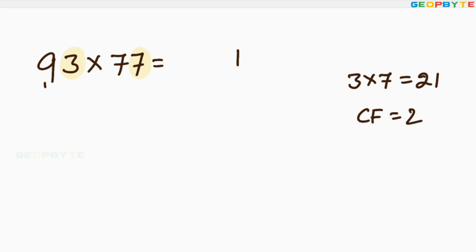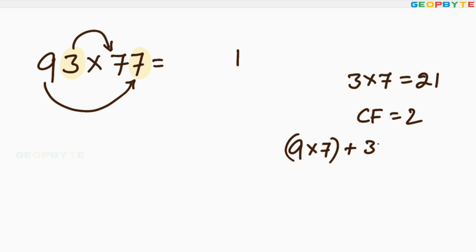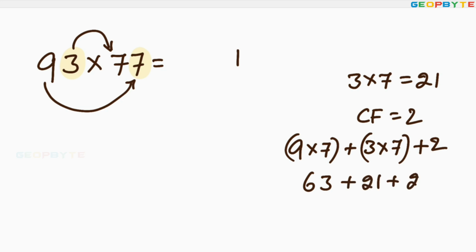Then multiply 9 and 7. 9 into 7 plus multiply 3 into 7. 3 into 7 plus carry forward is 2. You simplify this one. 63 plus 21 plus 2 is equal to 86. You select the unit place digit, that is 6. Put here. The carry forward is equal to 8.